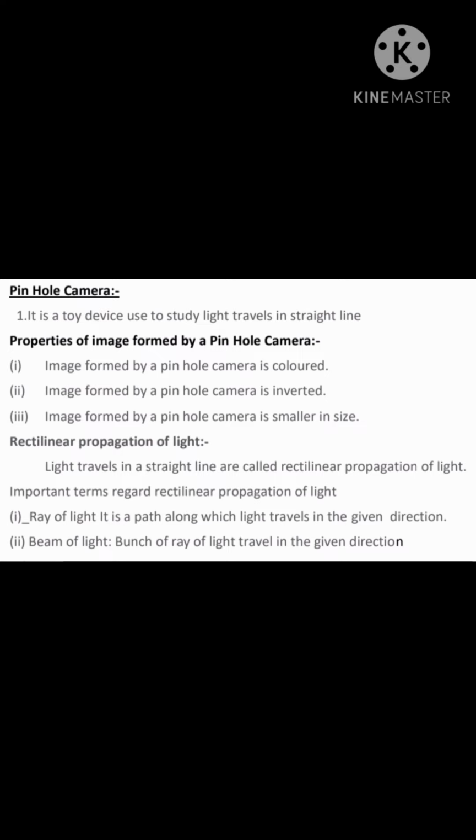Number 2, beam of light. A beam of light means a bunch of rays of light that travel in a given direction. So a ray of light is the path along which light travels, and a beam of light is a bunch of rays of light that travel in a given direction. I hope ray of light and beam of light are clear.